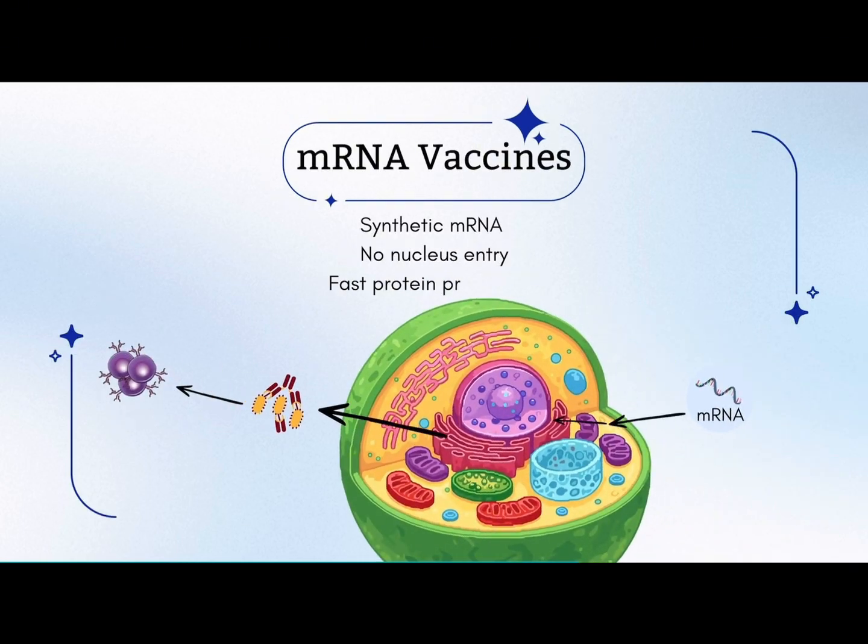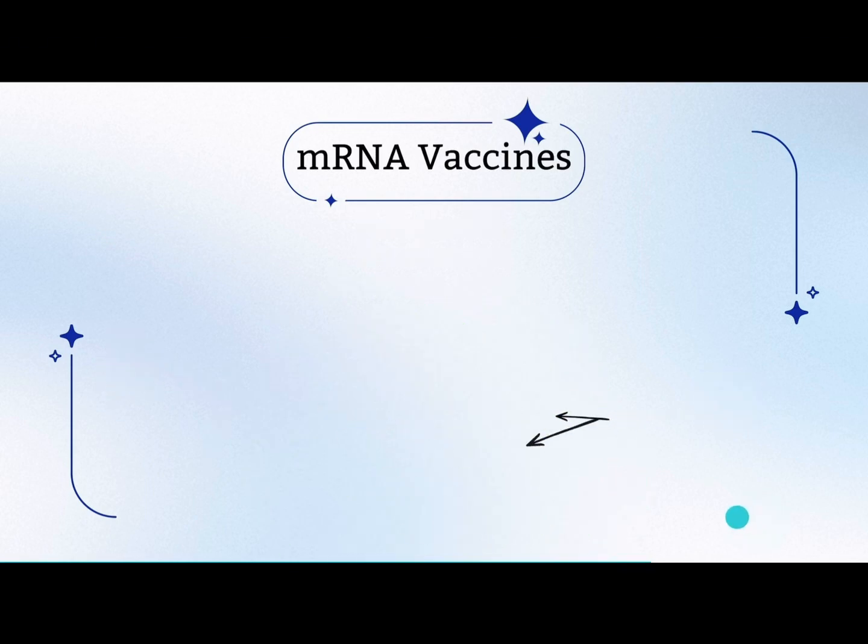mRNA vaccines introduce synthetic mRNA directly into the cytoplasm of host cells. Unlike DNA vaccines, mRNA vaccines do not enter the nucleus, making the process faster and more efficient. The mRNA is translated into antigen proteins by ribosomes, which are then recognized by the immune system, stimulating antibody production and memory cell formation without using live pathogens.